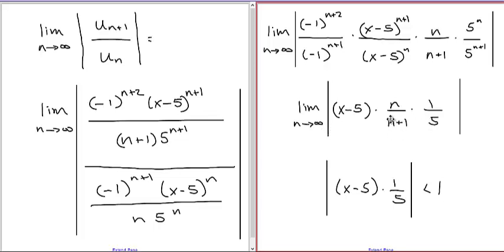So as n goes to infinity, this ratio, n over n+1, goes to 1, because this 1 becomes insignificant. Or you can think of it that the highest order term is to the first power, and you take the ratio of leading coefficients, so that term disappears. That happens a lot. So you're left with |x - 5| times 1/5, and that has to be less than 1 for this series to converge.